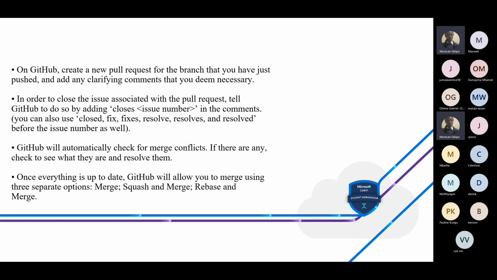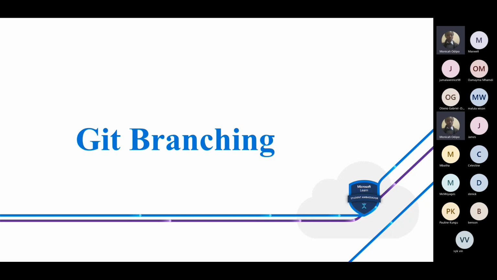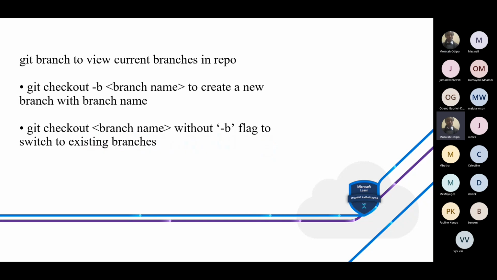For you to close an issue with the pull request, you tell GitHub to do so by referencing that issue number. So you see when I was merging, whatever we had resolved, I tagged it and said to let it close the issue that was initially proposed. Then we have Git branching.